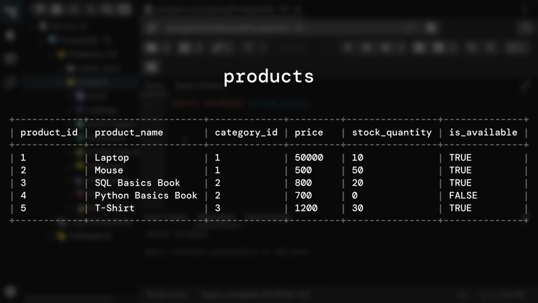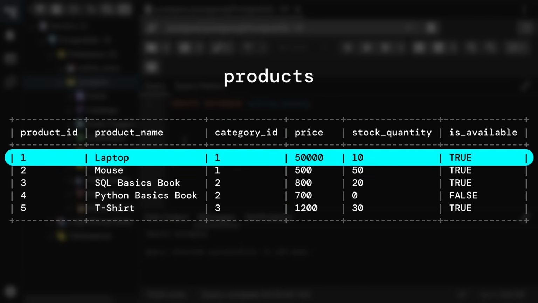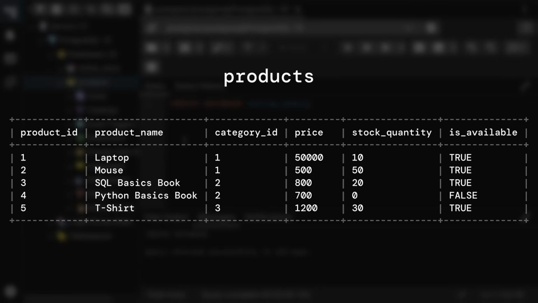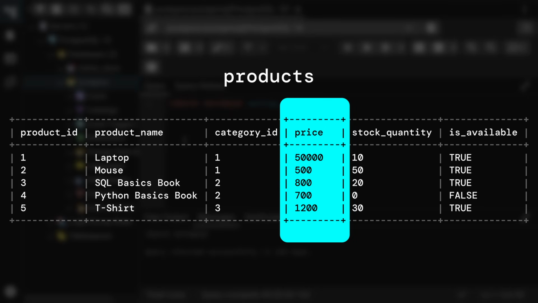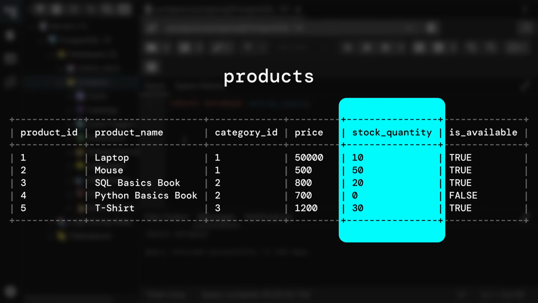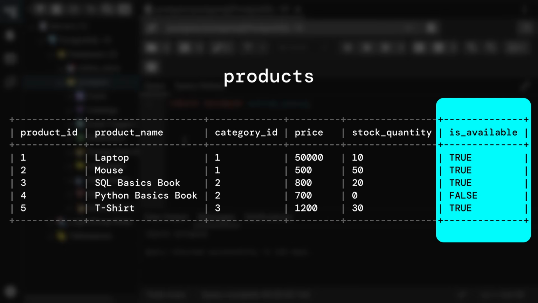Here again, each row represents one product. For example, this row represents the laptop, and each column represents one type of information about the product. The product name column stores the product name. The price column stores the product price. The stock quantity column stores how many units are in stock. And the is_available column stores whether the product is available.